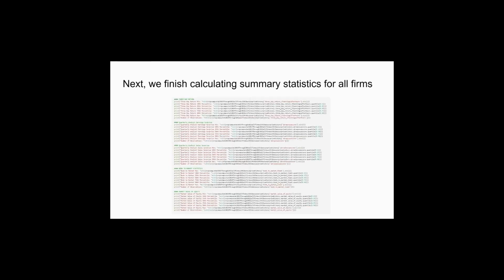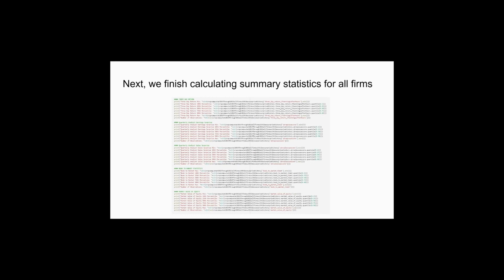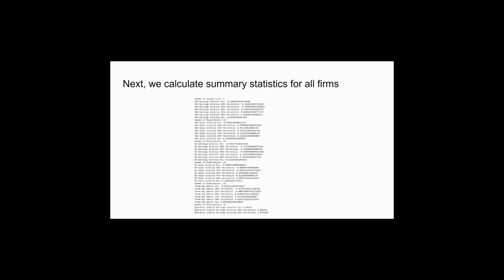This is the second half of this. Sure enough, we have the summary statistics for 3-day return, quarterly analyst earnings surprise, quarterly analyst sales surprise, book to market, and market value of equity. And what are the summary statistics, you might ask? It's the minimum, the 10th percentile, the 25th percentile, the 50th percentile, the 75th percentile, the 90th percentile, and the max. We get each of those numbers for each variable, and that helps us understand the distribution of each variable.